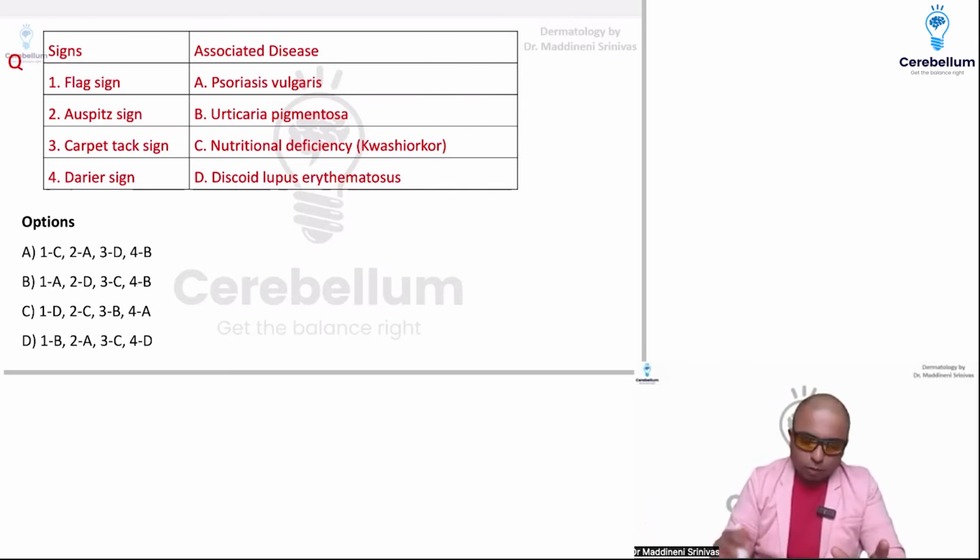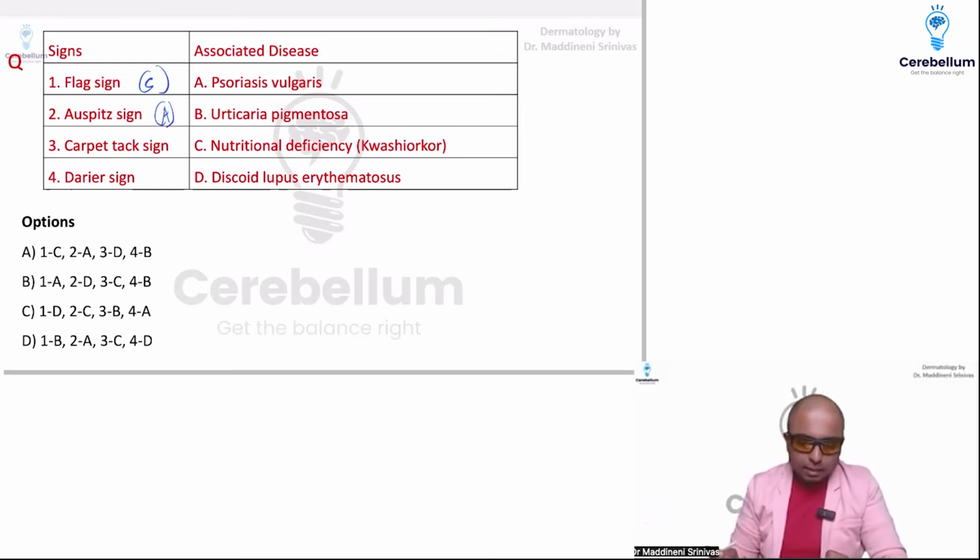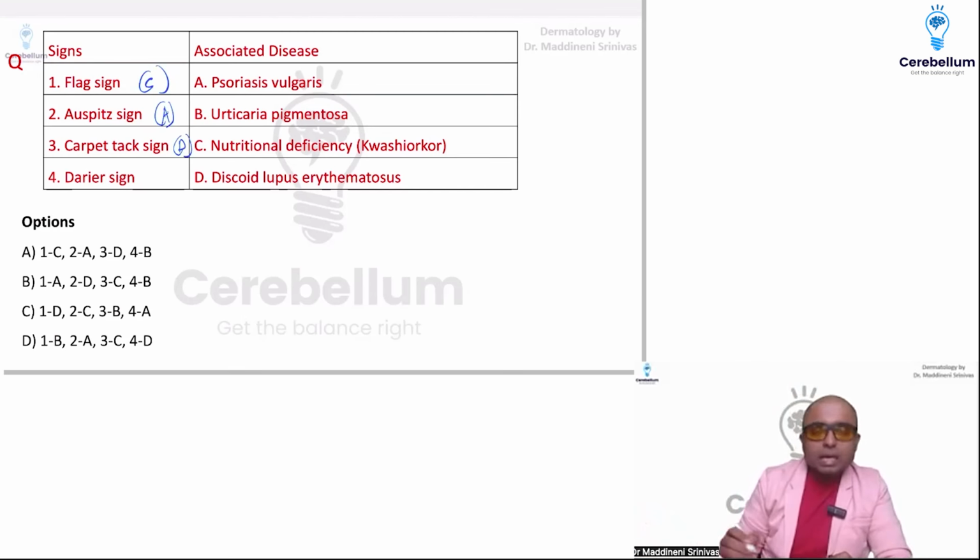So this was a match the following type of question. As you can see here, flaxen, it is seen, it is a pediatrics and dermatology question. So yes, it is kwashiorkor in which you are going to see the flaxen. Auspitz sign we have discussed n number of times. It is seen in psoriasis vulgaris. Carpet tack sign, it is discoid lupus erythematosus. Darier sign, it is seen in cutaneous mastocytosis, which is also called urticaria pigmentosa. Okay, so I hope these were the options.